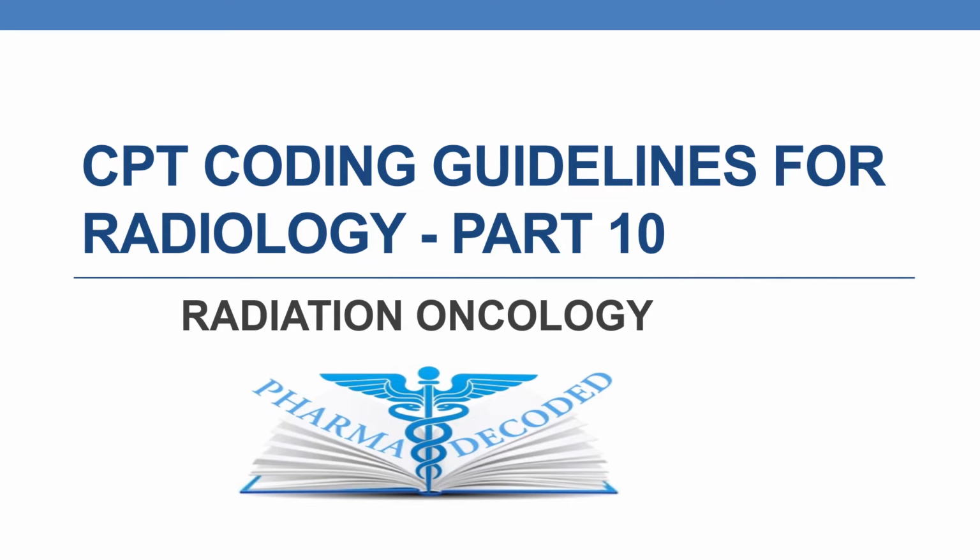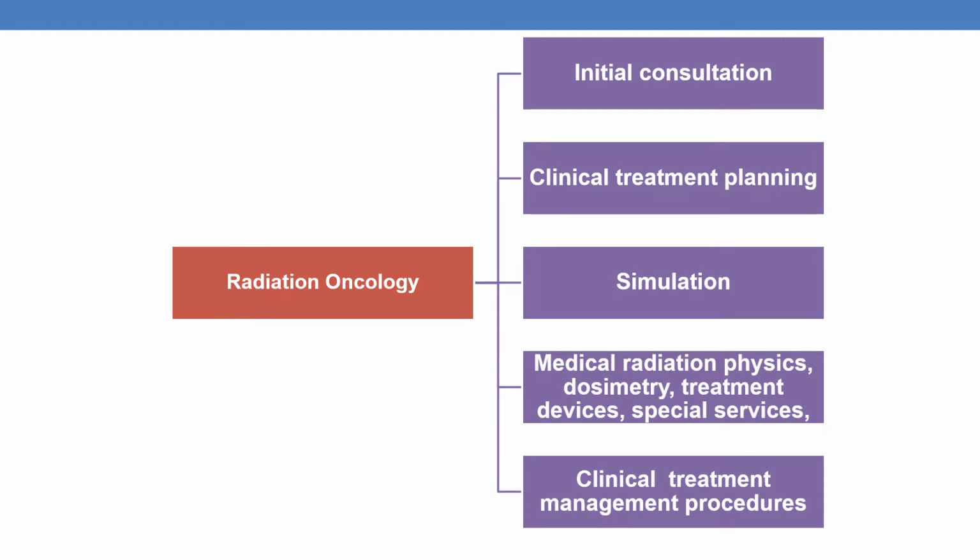Hello everyone, now let us discuss CPT coding guidelines for radiology, part 10. In the current session, we will be focusing on radiation oncology. Now let us discuss the various aspects that are dealt with in radiation oncology. Radiation oncology is composed of initial consultation, clinical treatment planning, simulation, medical radiation physics, dosimetry, treatment devices and special services, and clinical treatment management procedures.